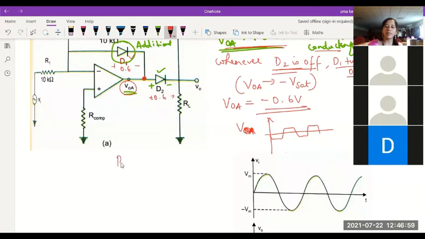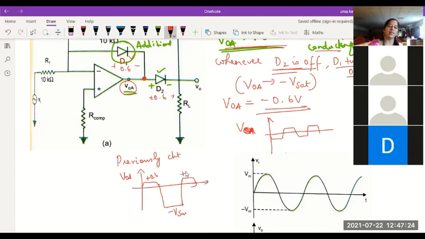Whereas previously, how would the output change? In the previous circuit, if I try to plot VOA, it would remain at plus 0.6 volts here, and here it would reach minus VSAT. And again, when it comes to the positive half cycle, the output will retain the voltage value plus 0.6. In the negative half cycle, there is a huge change happening in the output of the op-amp in the previous circuit, and that large change causes a timing delay.